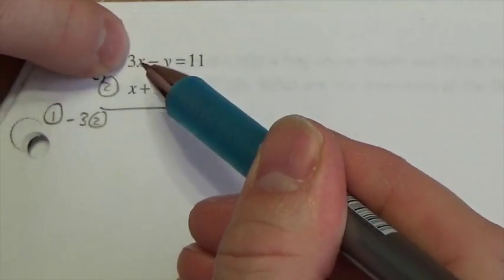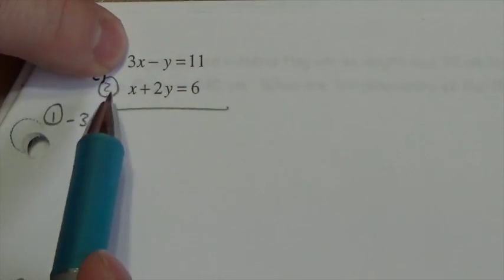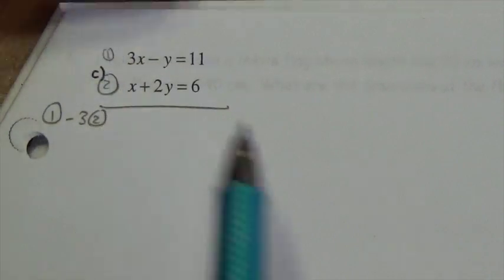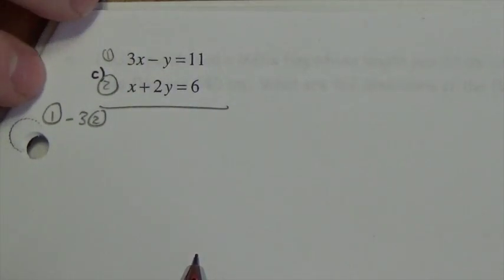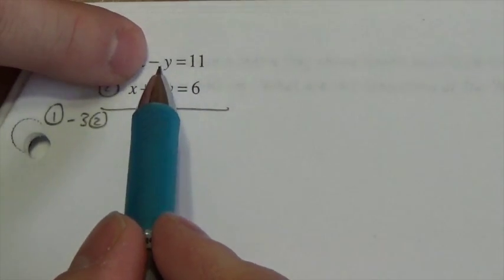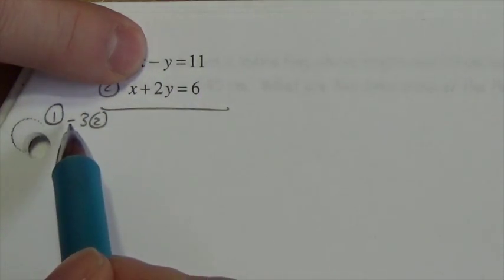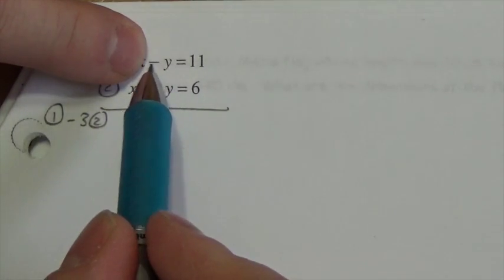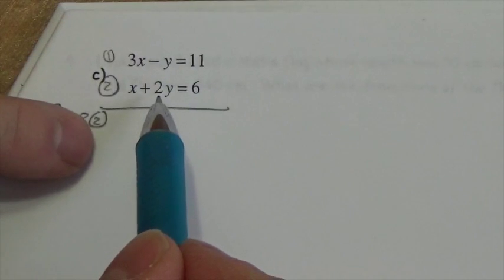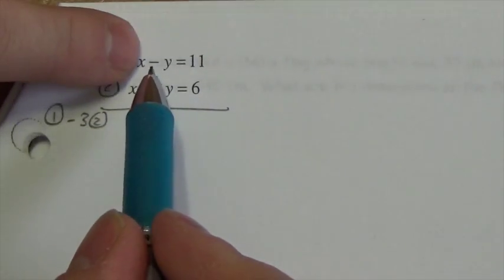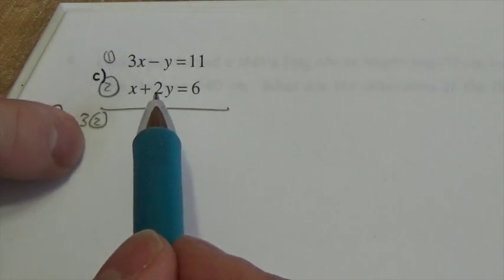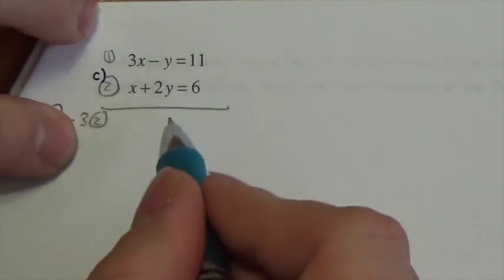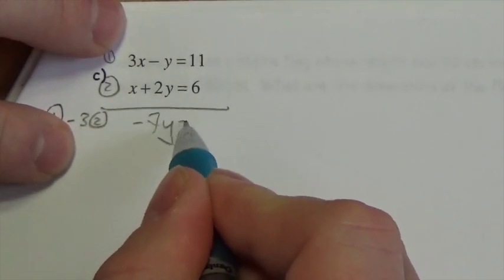So 3x minus 3 times x. Oh, the x's disappear. Okay. Negative 1 minus 3 times 2. That's going to be negative 1 minus 6. Negative 1 minus 6 is going to be negative 7y.